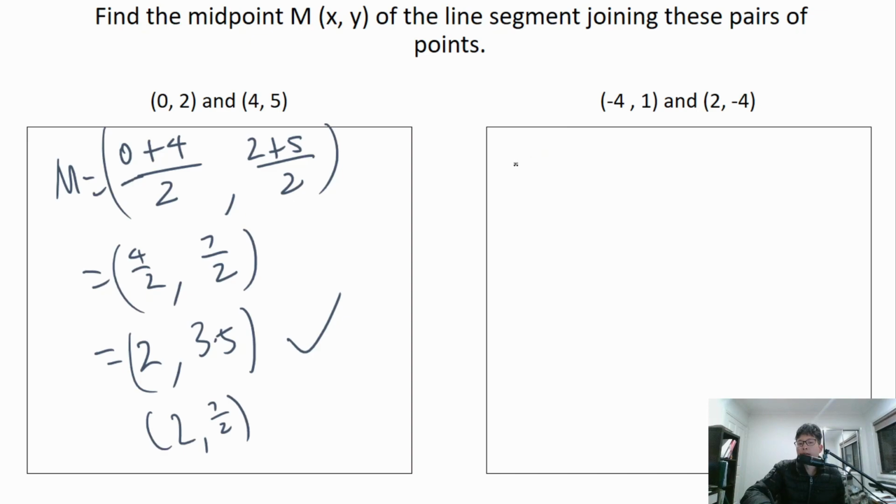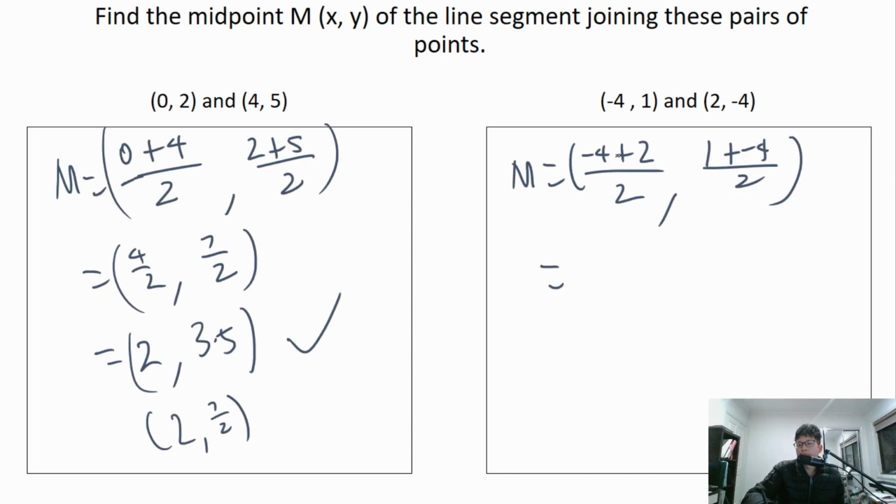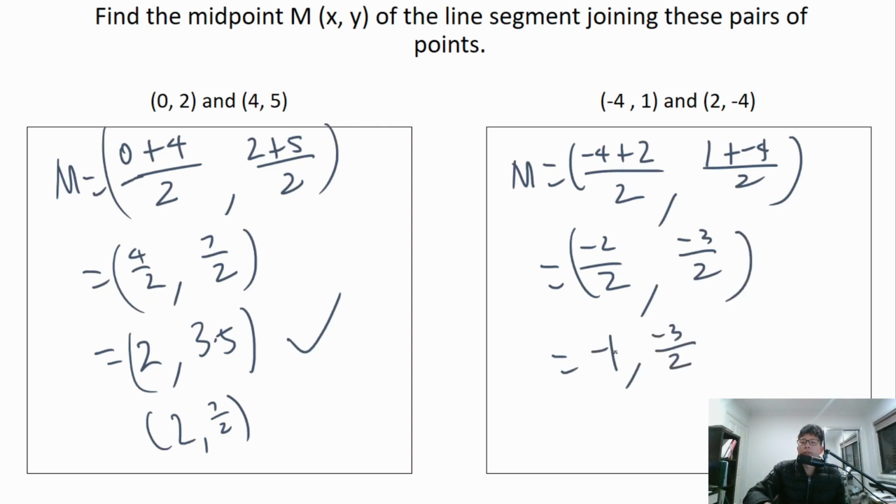And for this one, M equals negative 4 plus 2 over 2, and 1 plus negative 4 over 2. That becomes negative 4 plus 2 is negative 2, and write the denominator the same, and 1 plus negative 4 gives us negative 3 over 2. So that gives us negative 1 and negative 3 over 2, or negative 1 and negative 1.5. Give yourself a tick if you got that one correct as well.